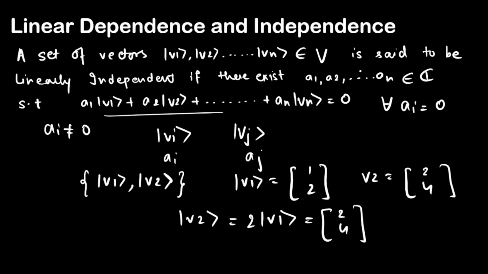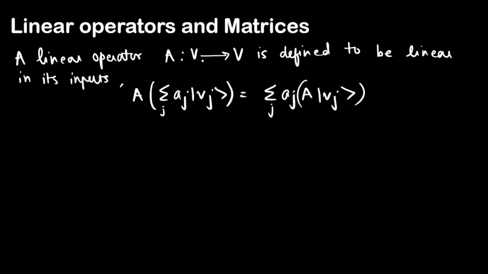In conclusion, we can say that linearly dependent vectors are redundant and do not add dimensions to the span of the linear combination, whereas linearly independent vectors add another dimension to the span of the linear combination. So I hope you understood what linearly dependent and linearly independent vector sets are. A linear operator A which maps the vector space V to V is defined to be linear in its input, which is given by this expression.